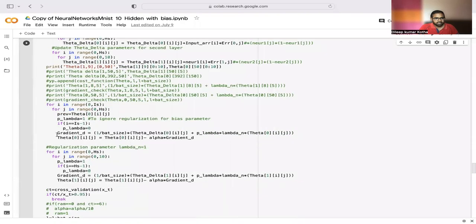So in the program also you will see, I am just calculating the gradient and then I am just subtracting weight minus alpha times gradient. So this simple thing worked for me.